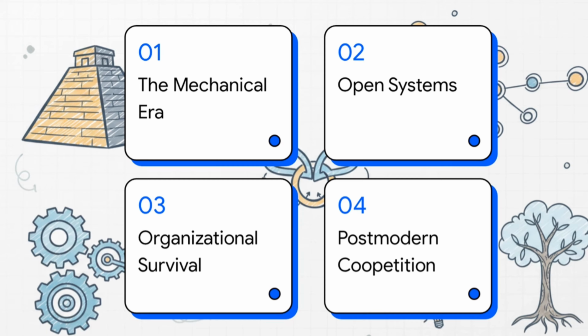Here is our agenda. We'll start with Stage 1, the mechanical era. Then we transition into Stage 2, open systems. Stage 3 brings us into organizational survival. And finally, Stage 4, the postmodern world of co-opetition. This perfectly maps out a 200-year evolution of how businesses operate and survive.